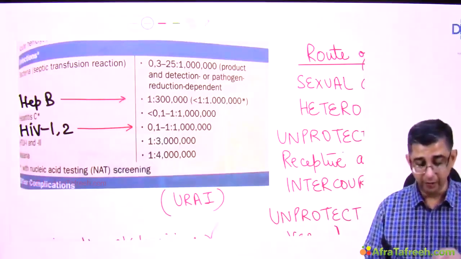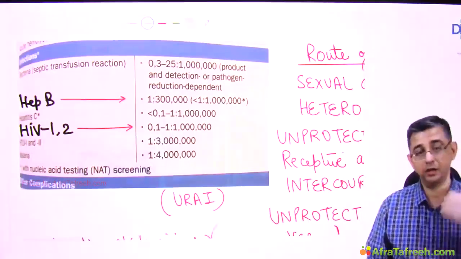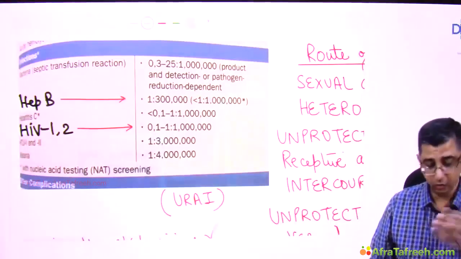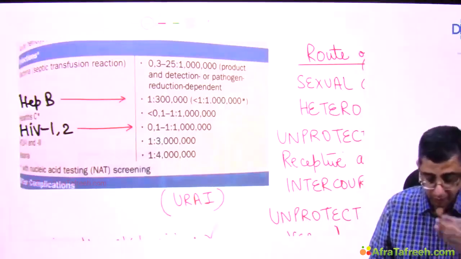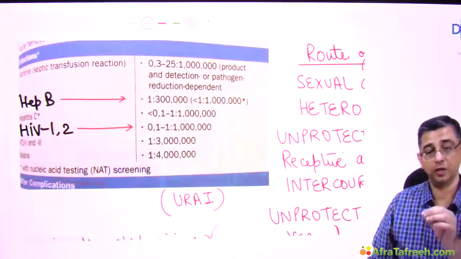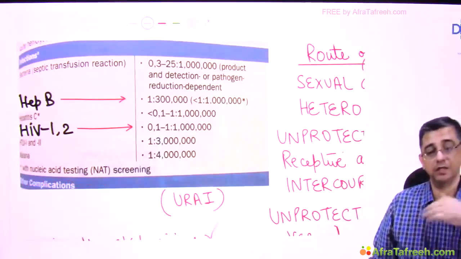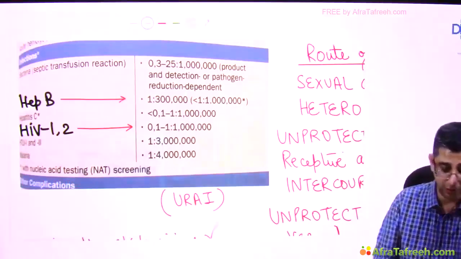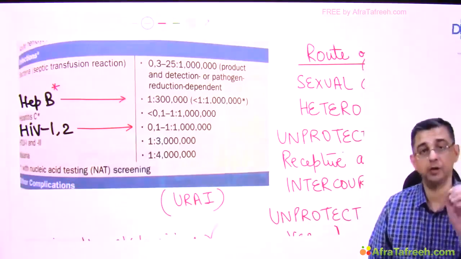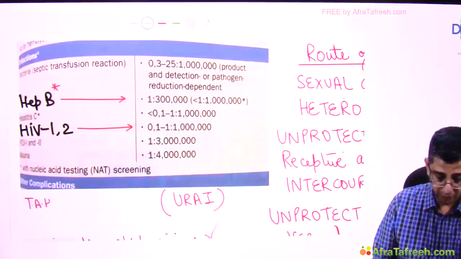So on a comparative basis, in a question, if they ask you which of the following is the leading cause of transfusion associated hepatitis, you know it is hepatitis B. Obviously B is more common as compared to C, as you can see in the data for transfusion associated hepatitis. But if they make you compare hepatitis B, C and HIV, and ask which has the highest chances of transmission, the winner is still hepatitis B. I repeat my statement. Leading cause of TAH, that is transfusion associated hepatitis, is hepatitis B.